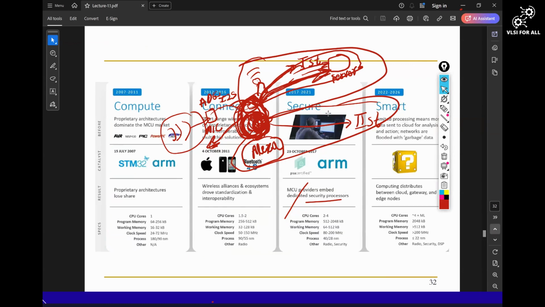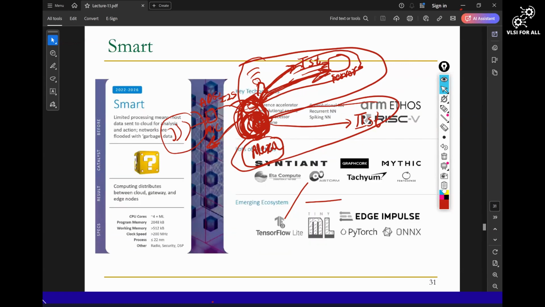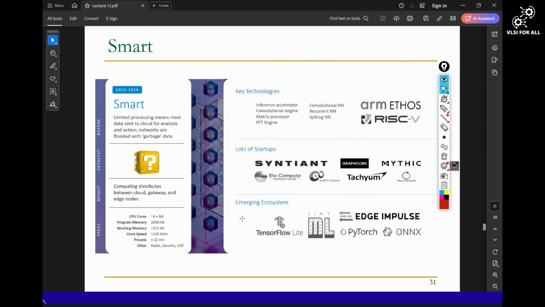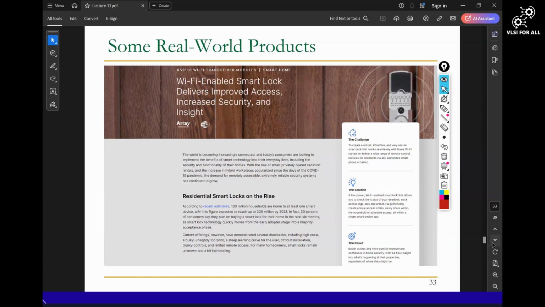So these are the companies. There are companies like Edge Impulse, TinyML, even TensorFlow Lite, whose whole purpose is to write software which can run efficiently on tiny hardware, okay? And companies like Mythic are actually designing analog accelerators, analog circuits, which compute machine learning algorithms, right? So these are some real world products which I wanted to show you.